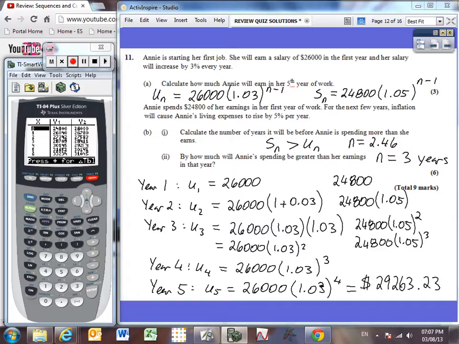So if you wanted to use a table method to show your work, I don't know if I'm going to have room to do this, but I'll try. So we'd first have to put in what our two functions are. y1 was the spending money, and then y2.